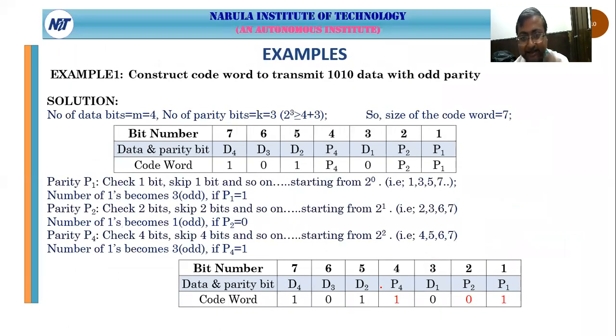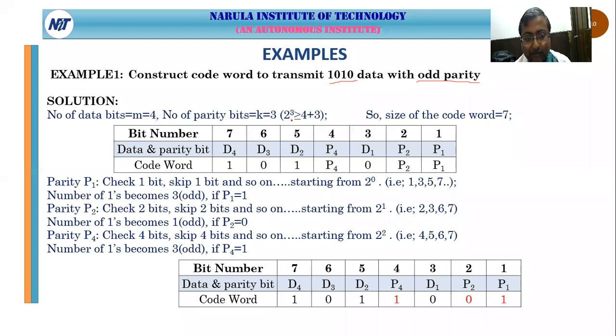So now this is an example. Suppose we construct the code word to transmit the 1010 data with the odd parity. This is important: what is the procedure by which the Hamming code is made or encoded? It is using odd parity. So M is equal to 4 here. Total number of data bits are 4. So M is 4. Clear?